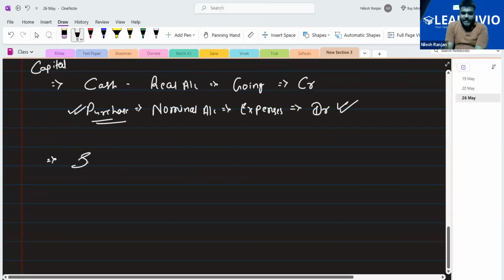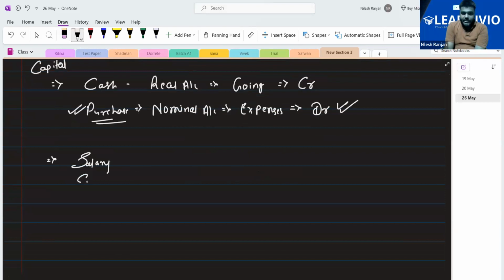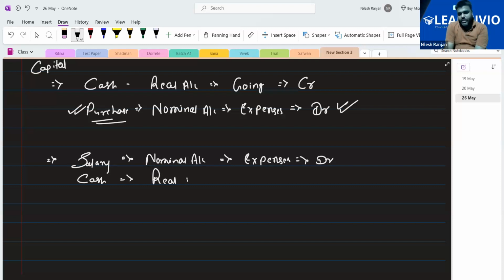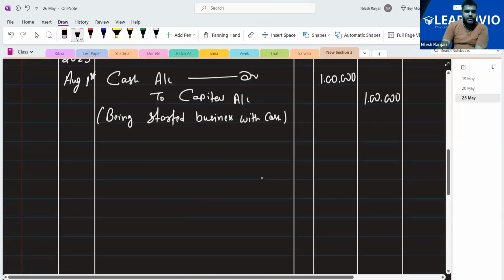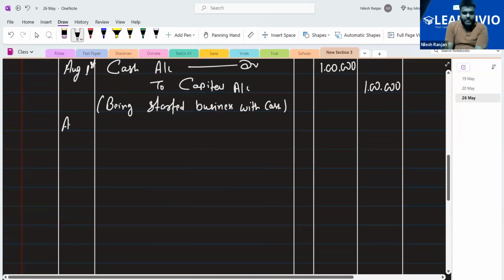it will be salary and cash. So salary is a nominal account, and in a nominal account we see expenses and income, so it is an expense, it will be debited. Cash is a real account. In a real account we see coming or going out, so it is going, it will be credited. So in the third transaction, the date is August 15, the second transaction August 8.